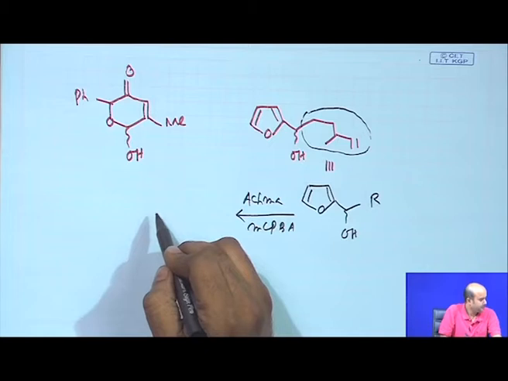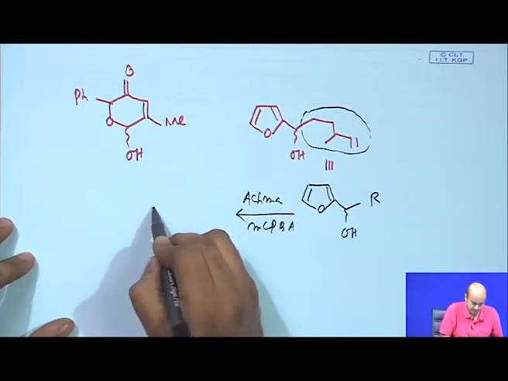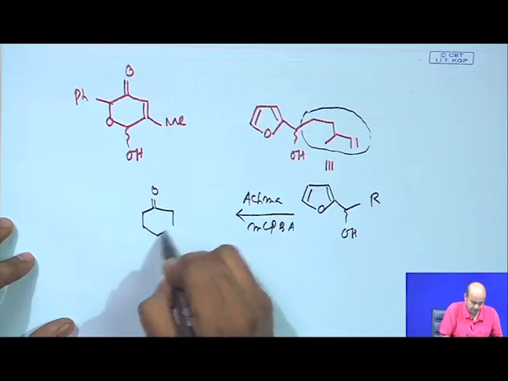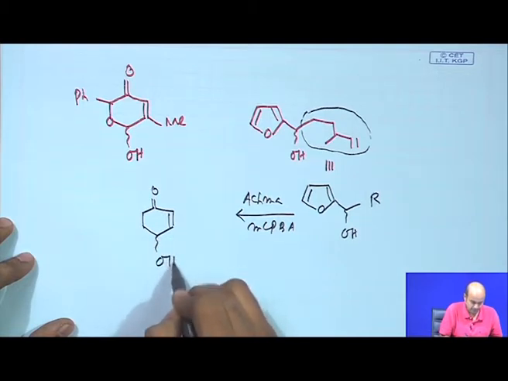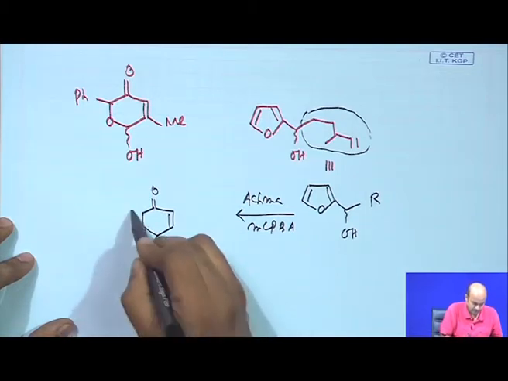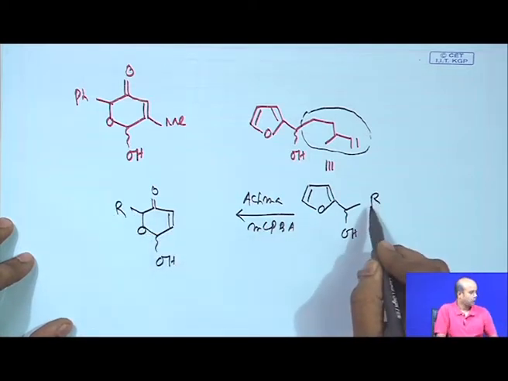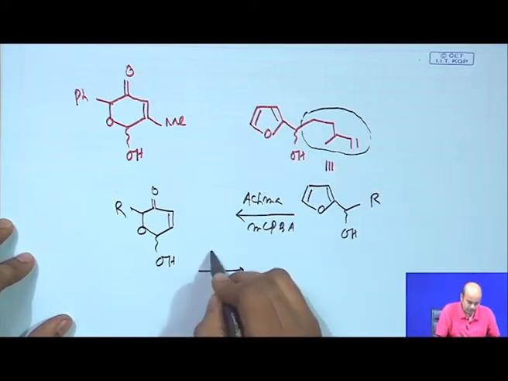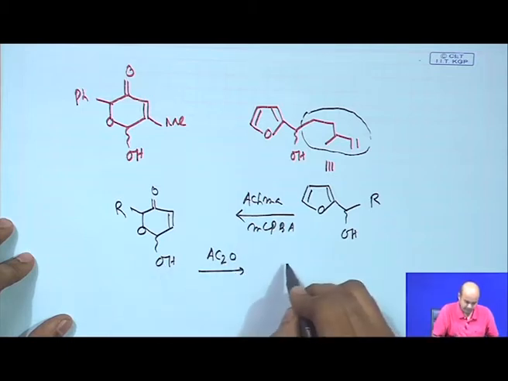And then after this Achmatowicz reaction, you will get the compound, the 6 member ring as we explained earlier. This R group is basically this group. So, we are very close. Now, what you need to do? You just need to do an acetylation to put this acetate group here.